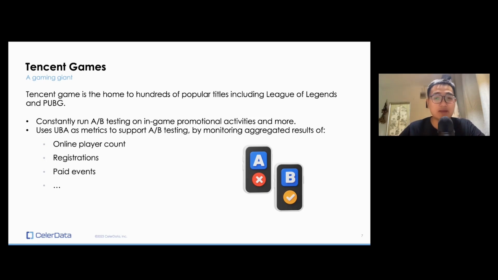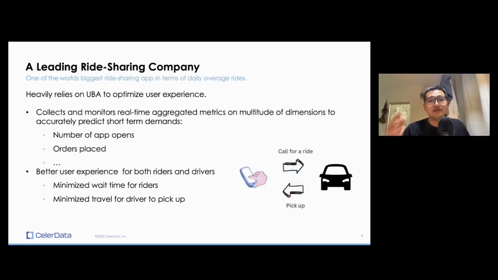But there's so much more that we can mine from user behavior, from users' actions, how the user interacts with the game. Like how many online players there are, how many registrations and how many paid events, or even how many messages they send to each other. There are millions of metrics we can mine from the user behavioral data that can support this. And I think this is a large part of the reason why Tencent's games promotional activities have been so successful, and the business has grown so much over the years. It's all based on data-driven decision making. This is Tencent Games.